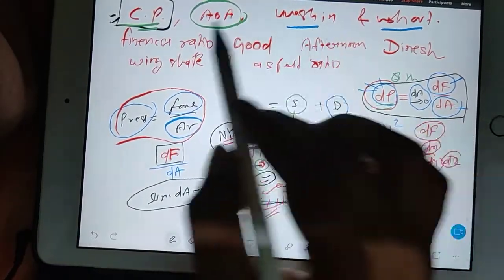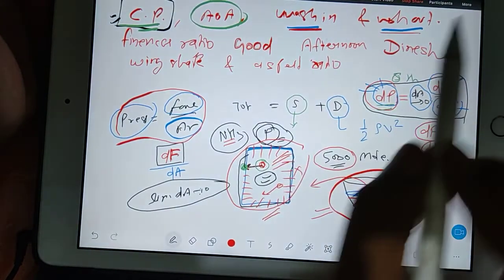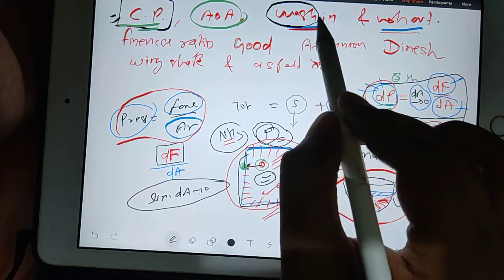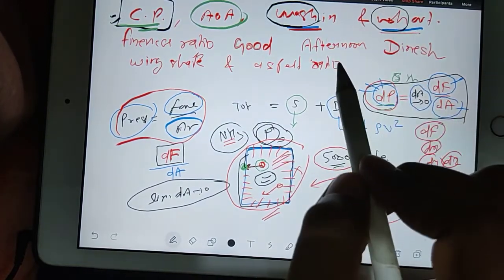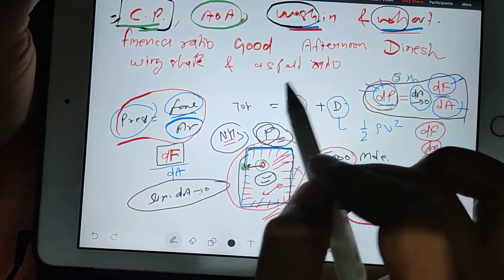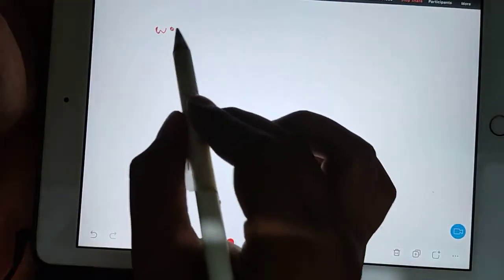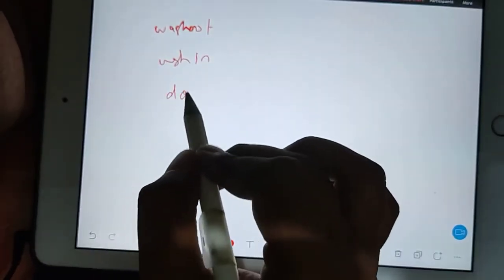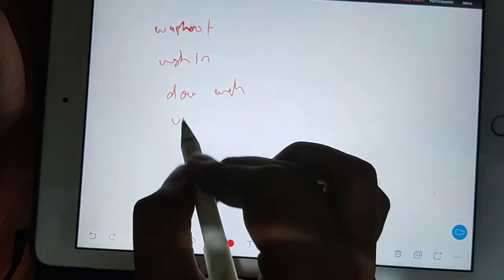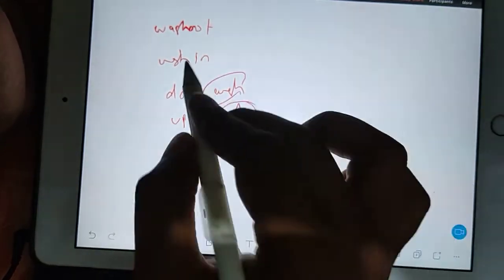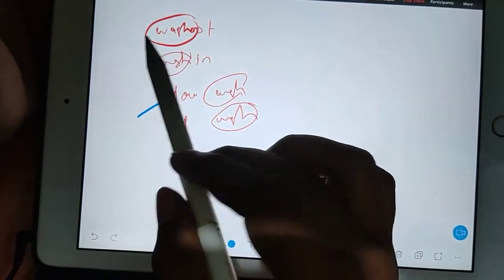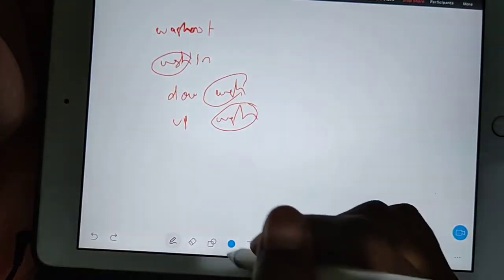Okay. So this was about wash in and wash out. Now see, actually with the word wash, W-A-S-H, we have a total of 4 words, and mostly students are confused. See the 4 words. One is wash out. One is wash in. One is down wash. One is up wash. Wash is coming here. That's why students are thinking, okay. If they know down wash, they feel that they know something. No. Actually, they all are different.